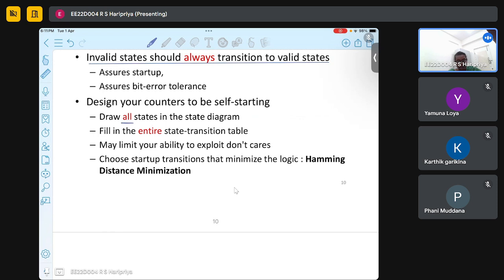For that, you should consider all the states in the state diagram and fill in the entire state transition table. But if we have the don't cares, we will have a minimum circuit. But if it is getting stuck in a particular state, then correction will be difficult; either a restart or a reset is needed. So this may limit the ability to use don't cares for minimization. And we choose the startup transitions that minimize the logic. So we want the Hamming distance to be minimum.